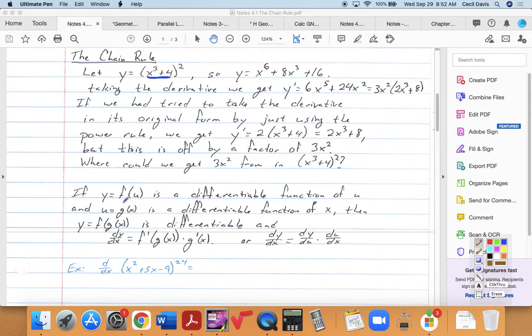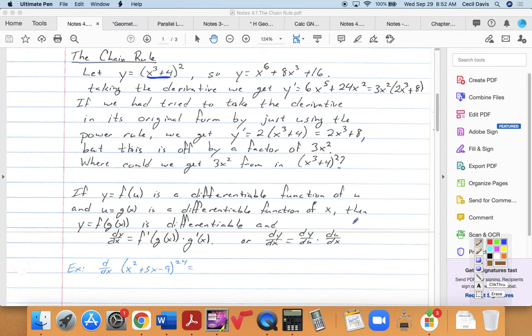So if y equals f of u is a differentiable function of u, and u equals g of x is a differentiable function of x, then y equals f of g of x is differentiable, and in Newton's notation, dy/dx is equal to f prime of g of x times g prime of x. The derivative of the outside function, leaving the inside function alone for the time being, times the derivative of the inside function. In Leibniz notation, that's dy/dx is equal to dy/du times du/dx.